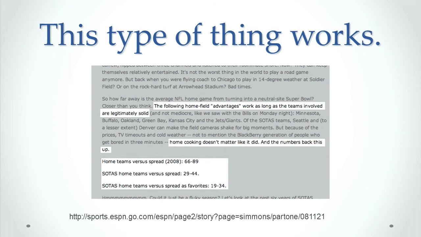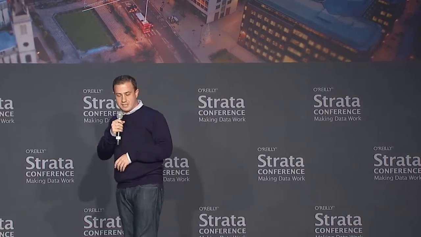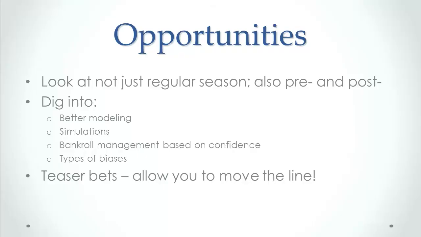So actually, this type of thing does tend to work. These types of analyses. This is a great sports writer in the U.S., Bill Simmons. He talked about home teams with state-of-the-art stadiums, and he found some interesting things in the line there. And he wrote about it in 2008. So there are lots of opportunities to dig into this data. I encourage you all to do so in much more depth and look at different biases and look at different types of bets and use it to your advantage.